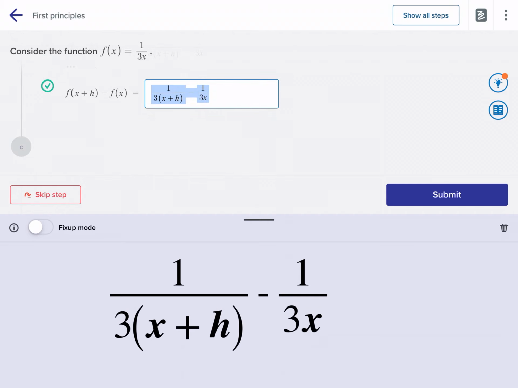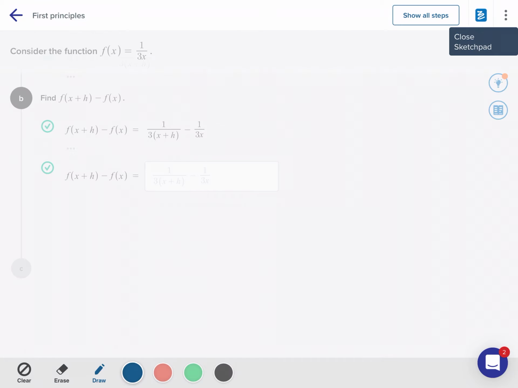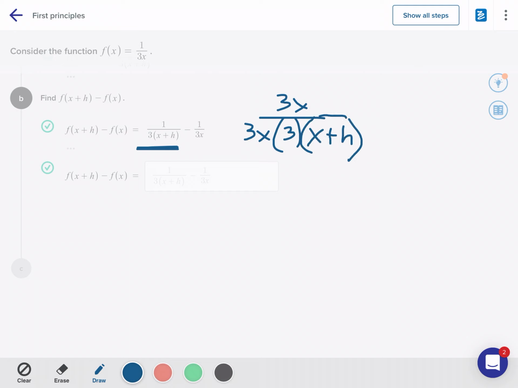Alright, so now we have to still do some work here. What we have to do is make a common denominator. So now, the common denominator, we're going to multiply the left expression by 3x. So this is going to be 3x over 3x times 3 times x plus h, minus 3 times x plus h over 3x times 3 times x plus h.